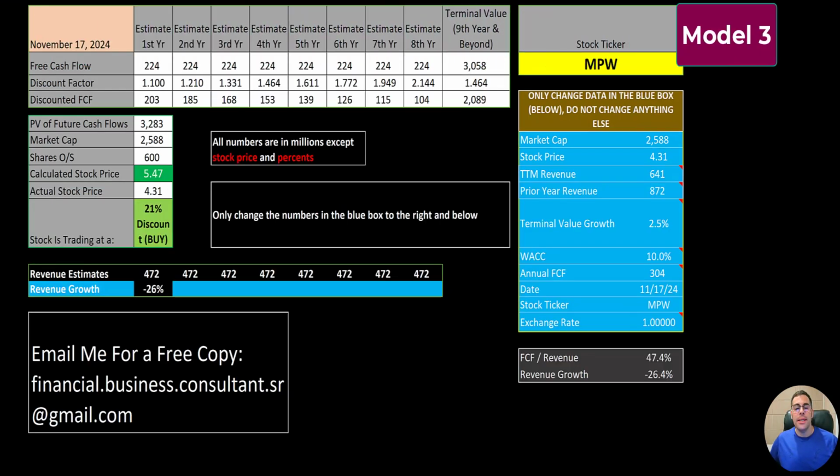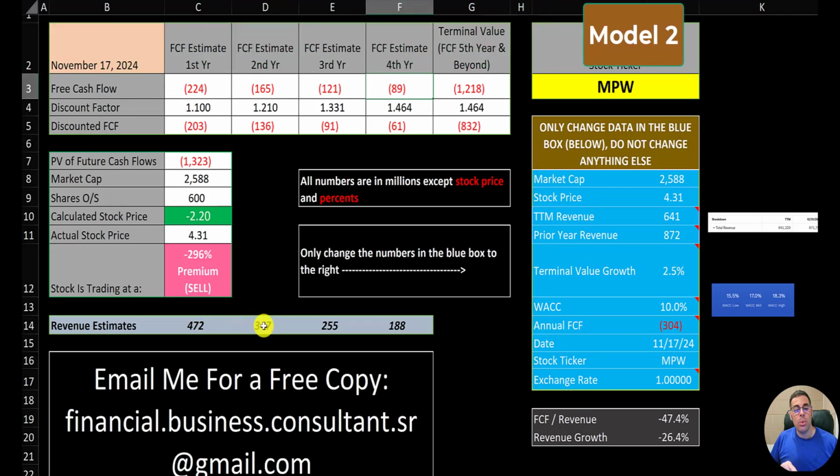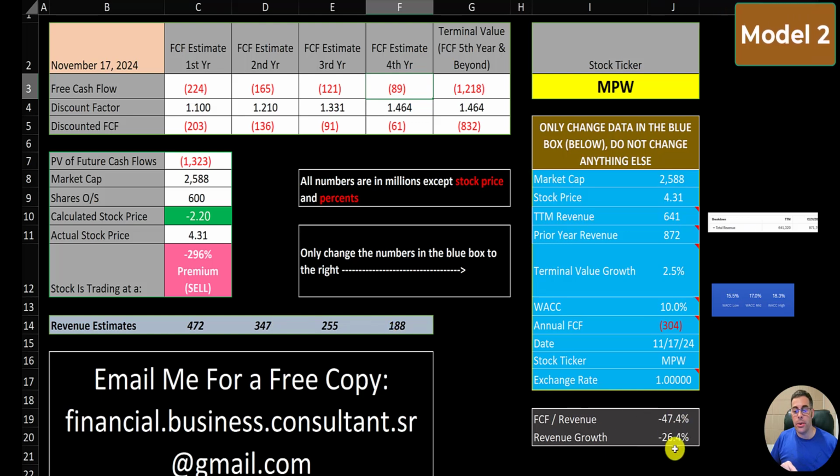This is the 8-year DCF. We'll continue using MPW, Medical Properties Trust. So I have everything inputted, market cap, stock price, etc. With this model, you can adjust the future revenue. Let me show you the previous model. The revenue estimates went down by 26.4%.